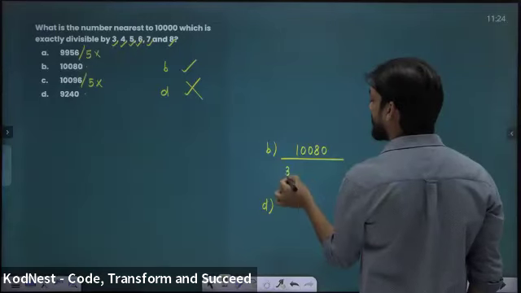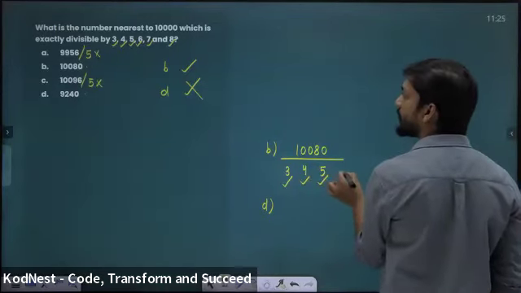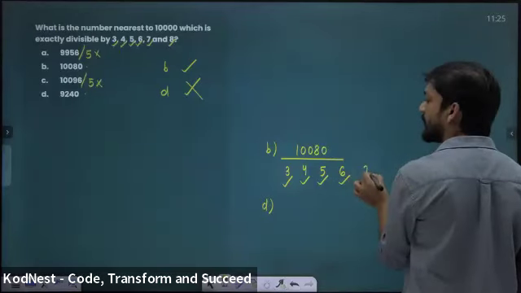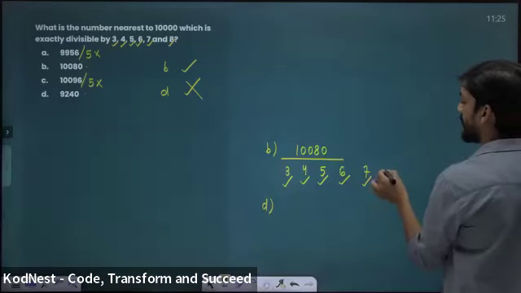10080. Is it divisible by 3? Yes. Is it divisible by 4? Yes. Divisible by 5? Yes. Divisible by 6? Yes. Divisible by 7? Yes. 28, 28. Yes. Okay. Divisible by 8? Yes.